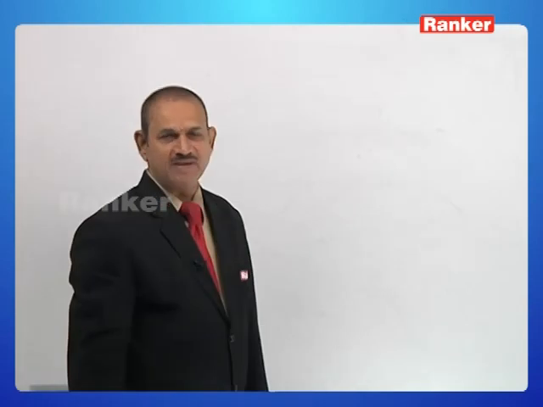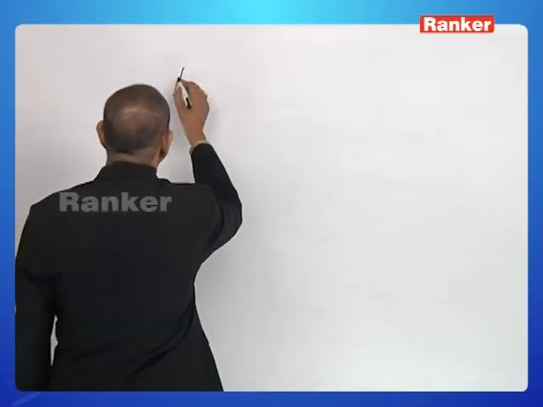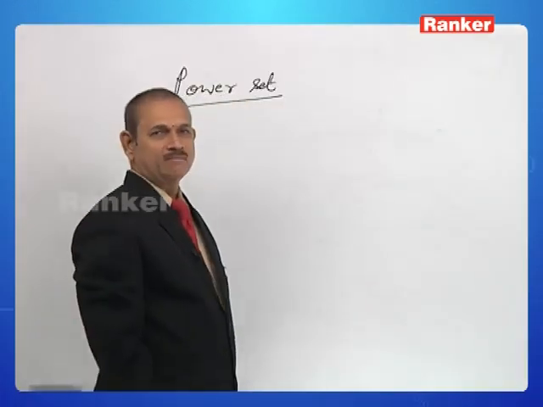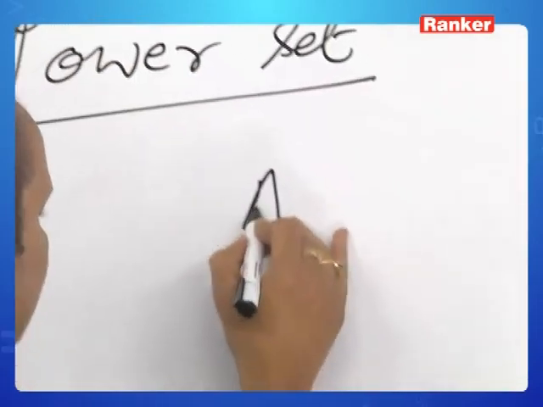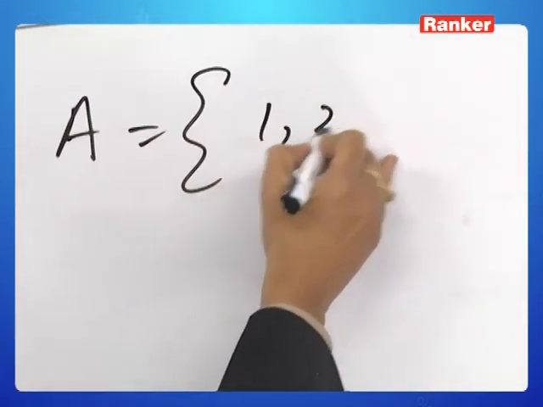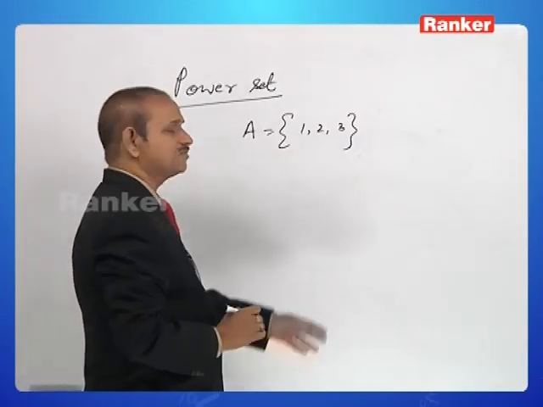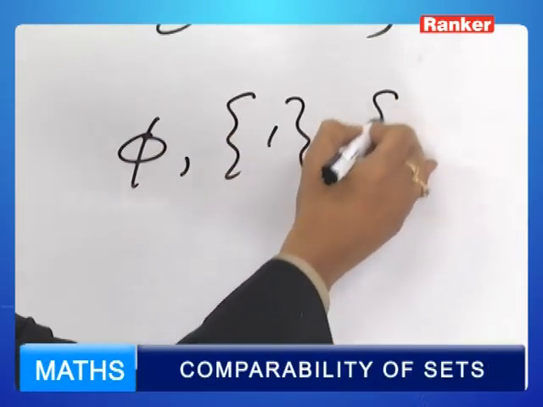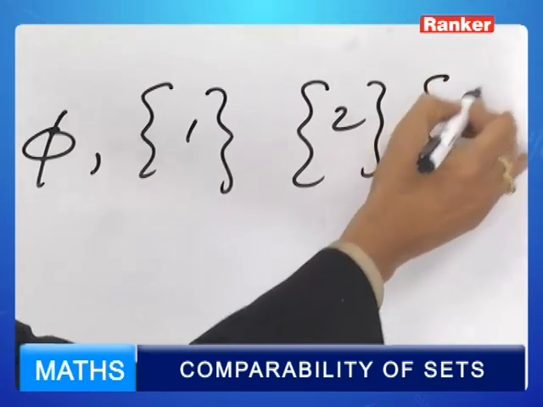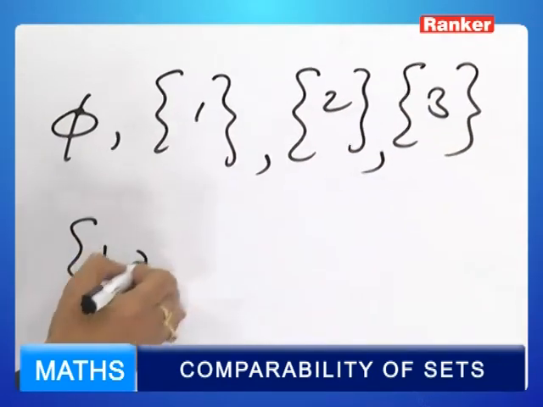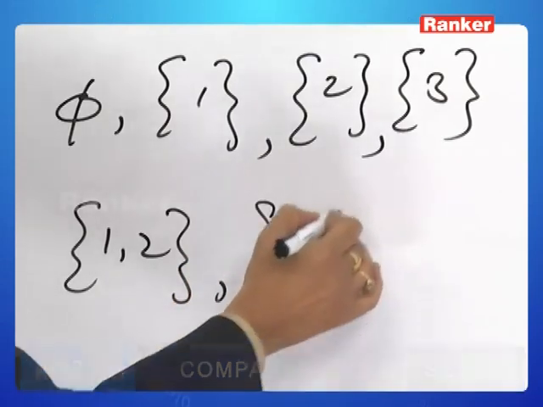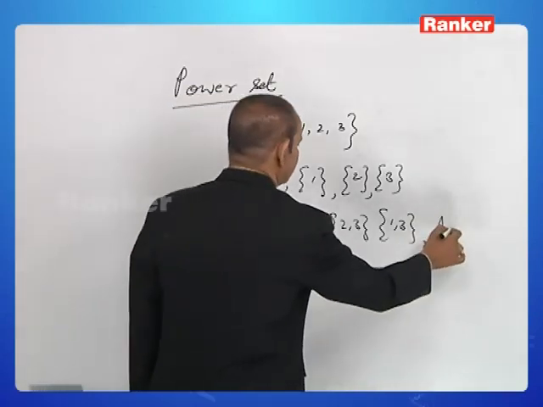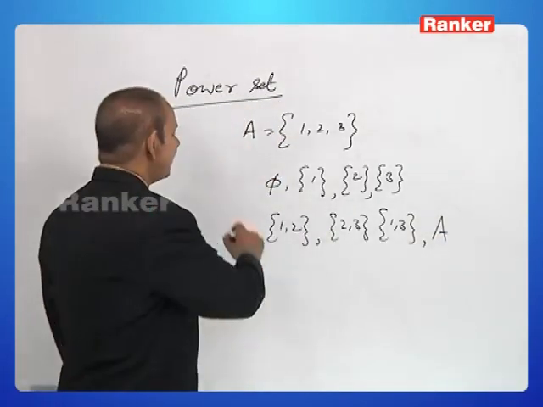The next concept that we may have to learn is the power set of a set. What do you mean by power set? As an example, consider A is equal to {1, 2, 3}. How many subsets of A are there? The empty set is a subset of A, and these are the subsets with just one element, and these are the subsets with just two elements, and this is the only subset with all the elements. You gather all of these.